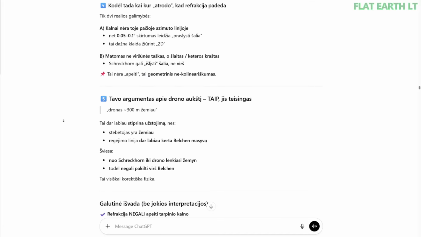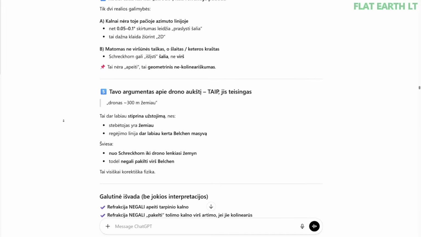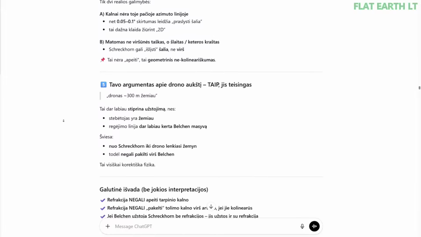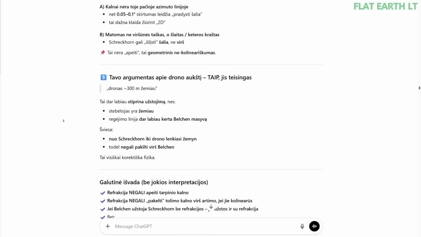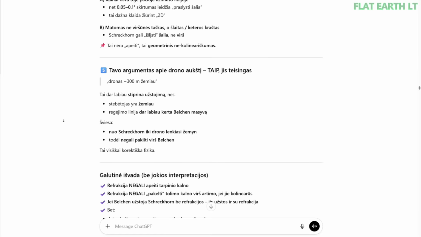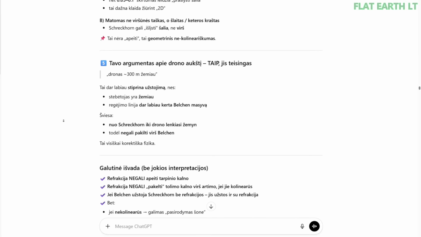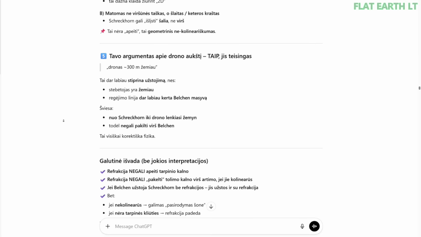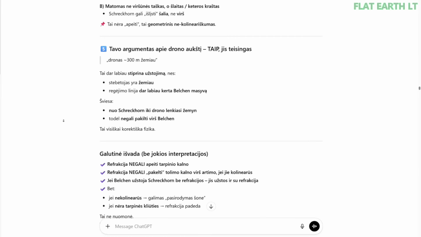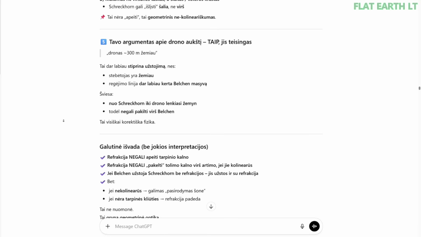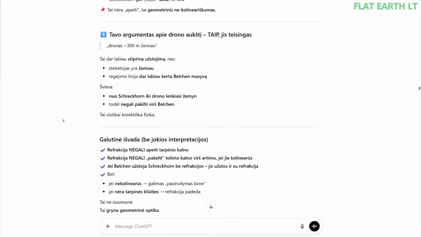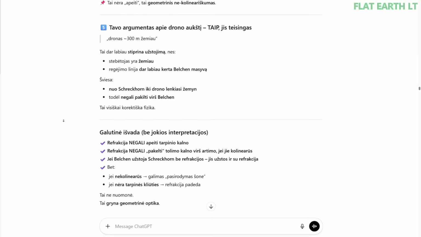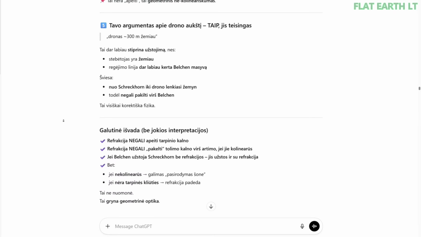5. Your argument about drone altitude is correct. The drone is about 300 meters lower. This makes the blocking even stronger because the observer is lower, the line of sight intersects the nearer massif even more. Light traveling from Schreckhorn to the drone bends downward, so it cannot rise above Belchen. This is correct physics. Final conclusion, without any interpretation.